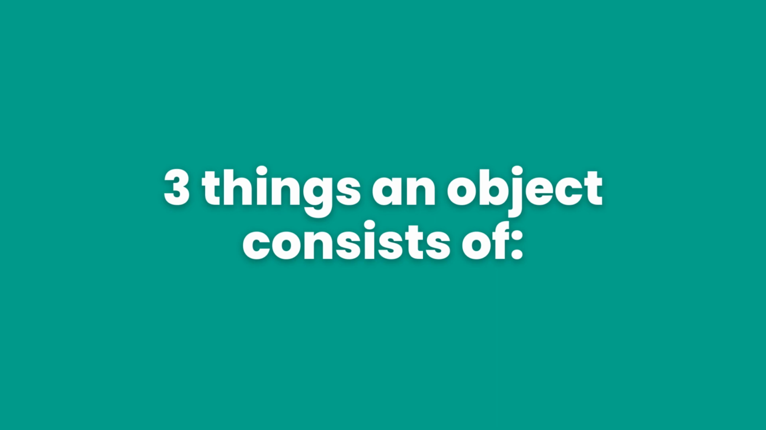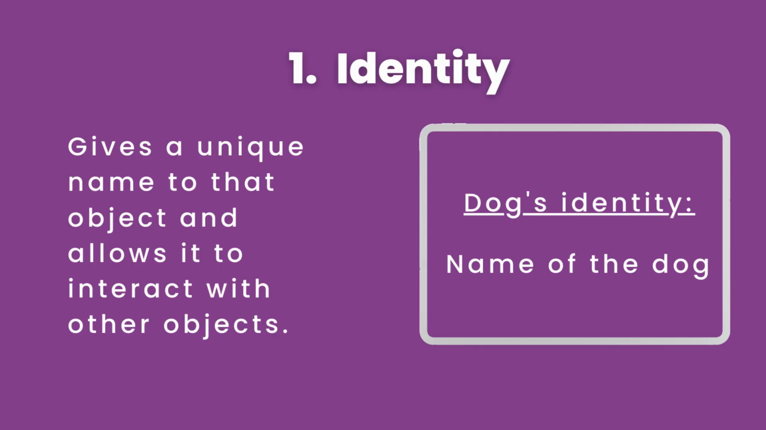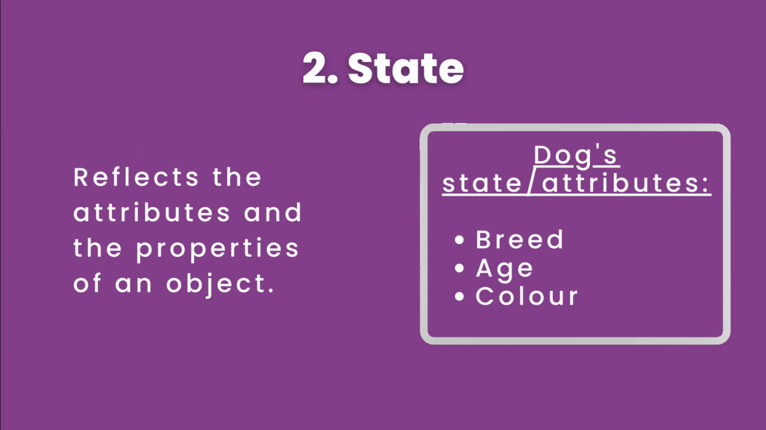So, an object consists of three main things. The first one is identity. The identity of an object gives a unique name to that object and allows it to interact with other objects. For example, in programming, the identity of a dog can just be the name of the dog. We can assign the dog an identity by giving it a unique name and only referring to it by that name. It's just like how we give variables names.